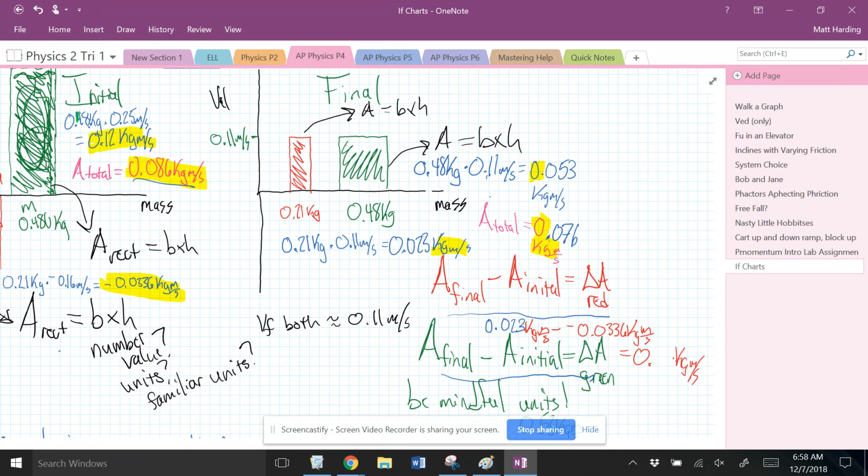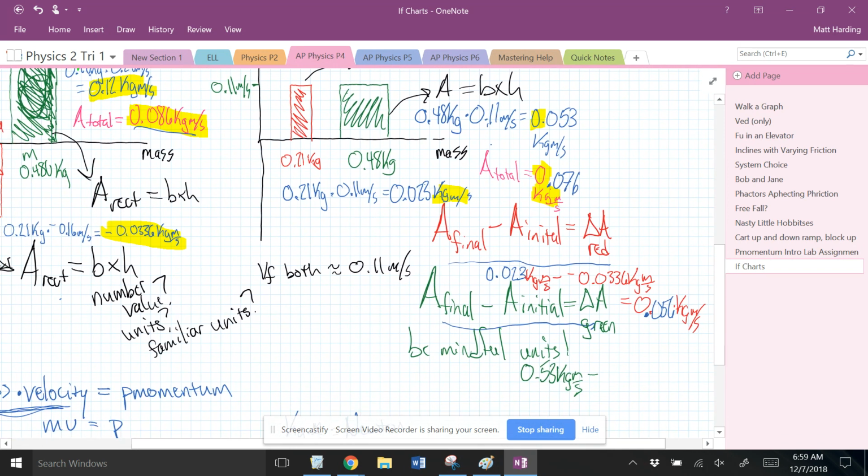Now if I calculate the change for the red, 0.023 minus negative 0.0336. All right, there we go. 0.056 kilogram meters per second.